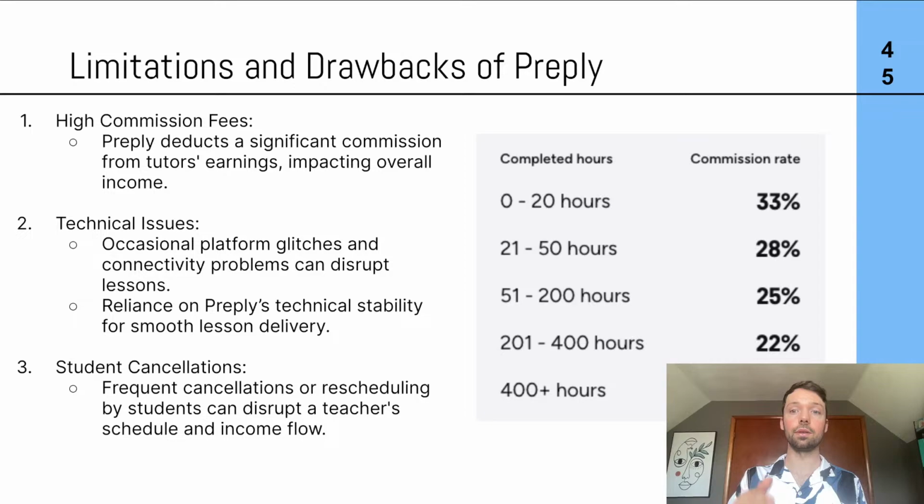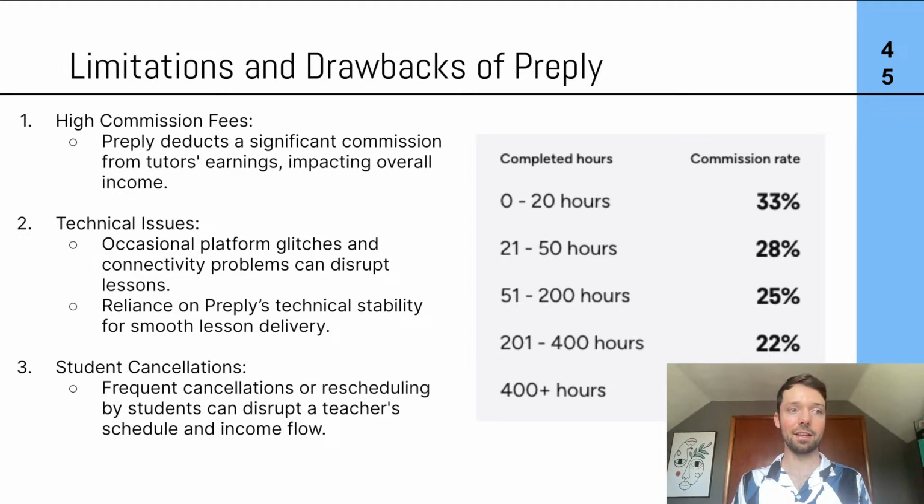You start at 33% commission, and after 400 hours, this goes down to 18%. And that's it. It doesn't go any lower. So 18 cents of every dollar is going to Preply. We understand that's a lot for some of you.